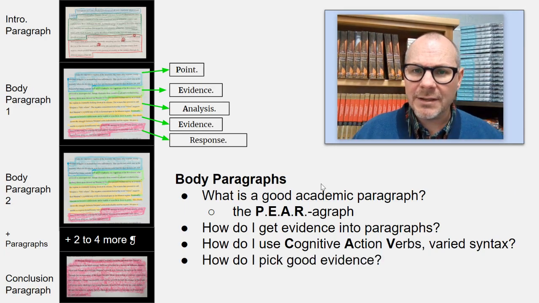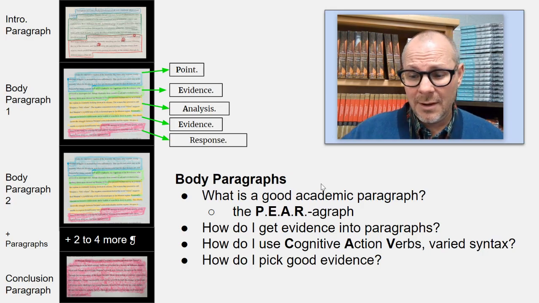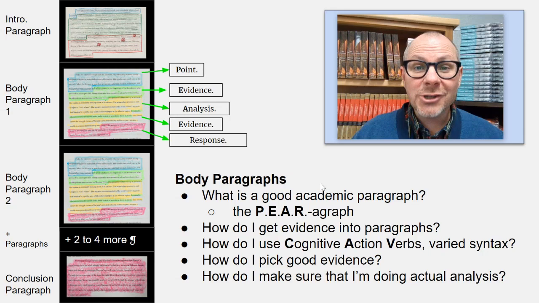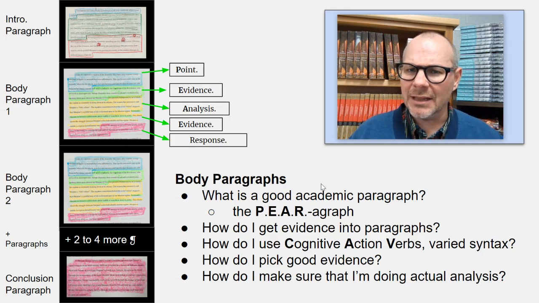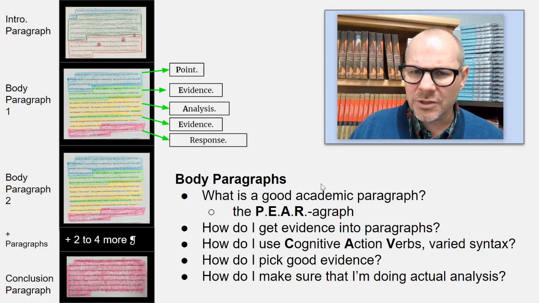How do I pick good evidence? How do you know when you have the right evidence to further your argument or just have a strong paper? And then finally, how do I make sure I'm doing analysis? There's a lot of anxiety about, like, is this summary? Is it description? Or is it analysis? So we'll be looking at that as well.